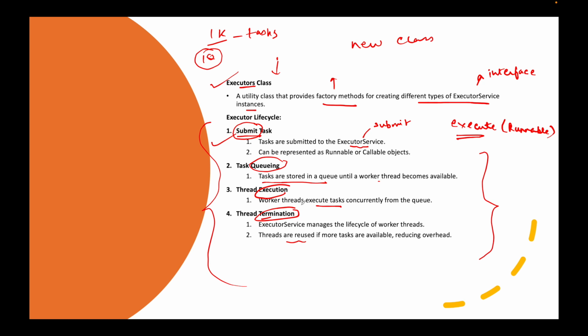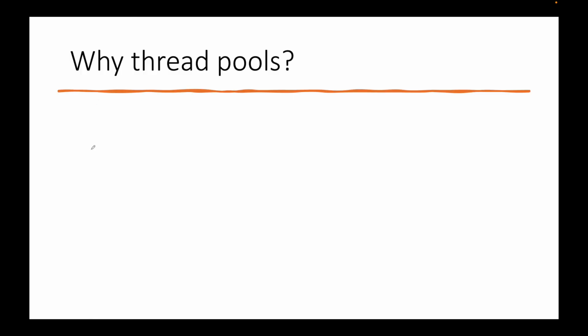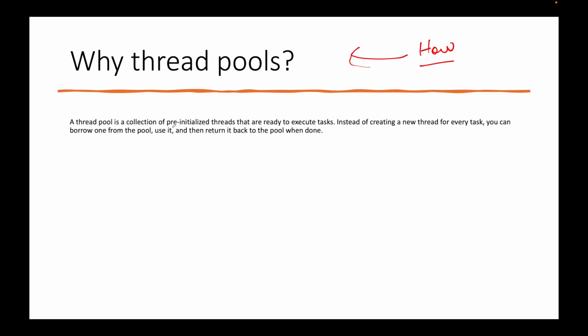Now let's talk about thread pools. So far we have discussed why the executor framework is needed and how it can help us simplify the lifecycle management of threads, so the developer doesn't have to worry about the creation of threads. So we understood how it helps. The answer to that how is the thread pool. We mentioned this term, worker threads, many times. So what is a thread pool? It is a collection of pre-initialized worker threads which are ready to execute tasks. Instead of creating a new thread for every task, you just borrow one from the pool.